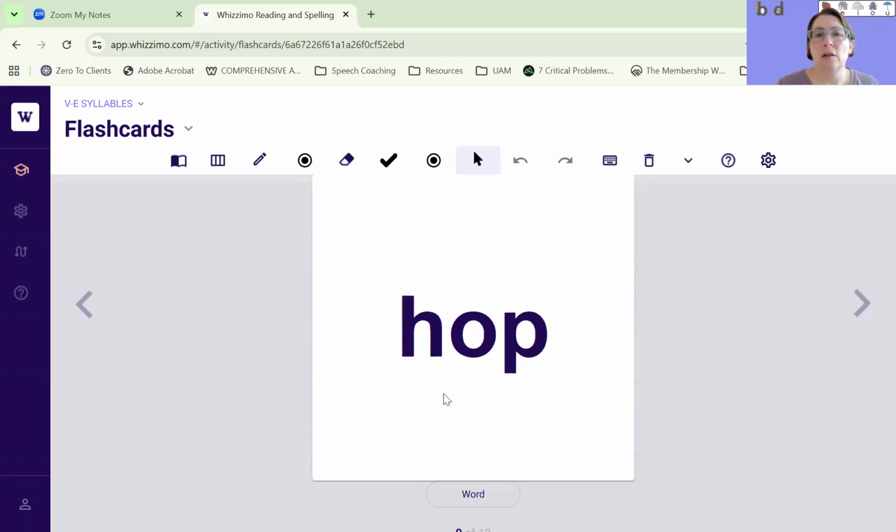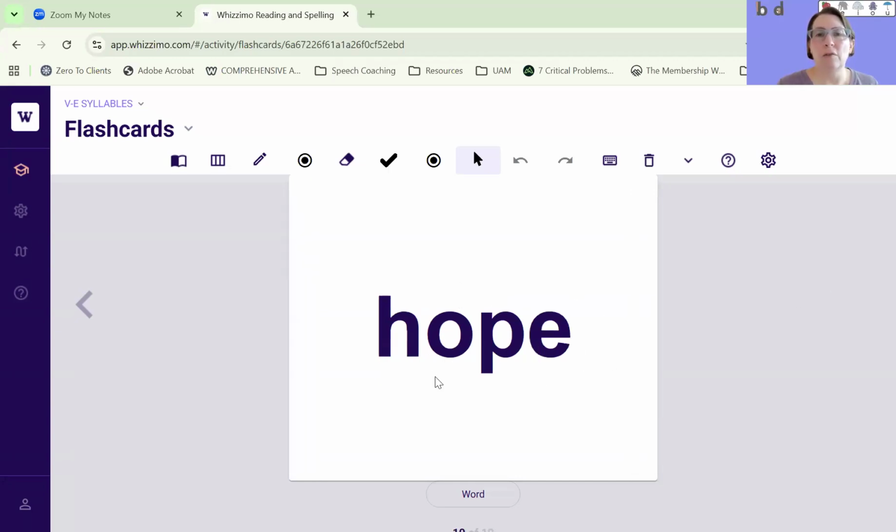All right, closed syllable. The consonant makes this vowel short. It's an aw, op, hop. Put the E on the end. Our vowel now makes its long sound, ope, hope. So that's the difference between a closed syllable and a VE or vowel consonant E syllable. So I hope this was helpful.